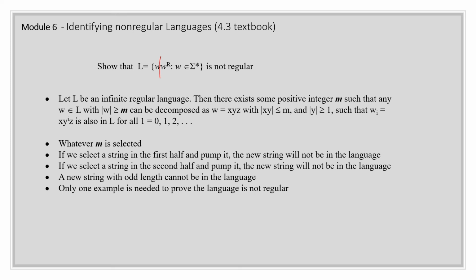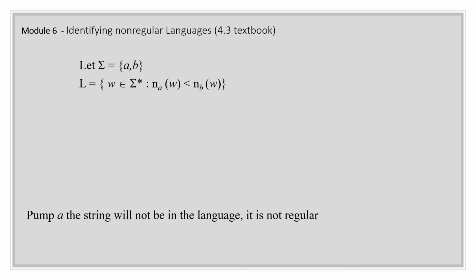In A to the N, B to the N, you can't count the number of A's and then have the same number of B's. So here's one more. Is this a regular language? If you have the number of A's less than the number of B's. This is not going to be a regular language, because how can you make sure that the number of A's is less than the number of B's? If you pump your A's, this is infinite. You can have an infinite number of A's and an infinite number of B's. So if you pump your A's, the resulting string is not going to be in the language.